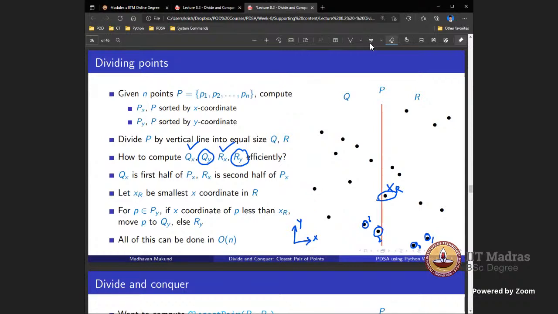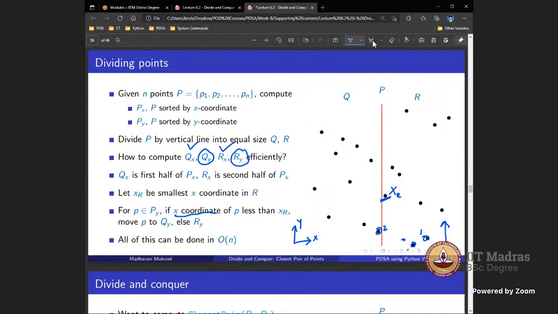How to get the QY and RY? For qy and ry, you have to find the first xr point in this diagram, which is closest to that vertical splitter line. Now we are taking every point in py, which is already in sorted order according to y. For each element, the 0th, first, second element, I am comparing the x coordinate of that point. Then we are moving accordingly, whether to qy or ry.